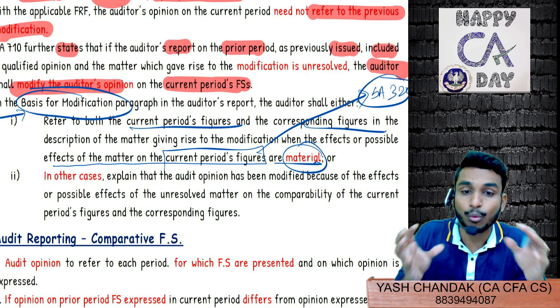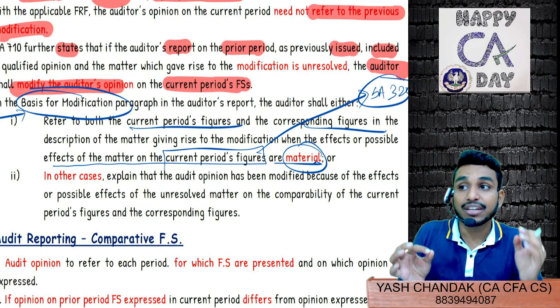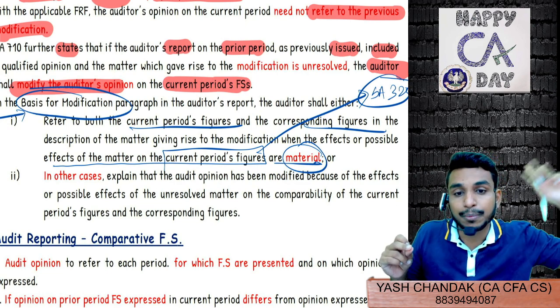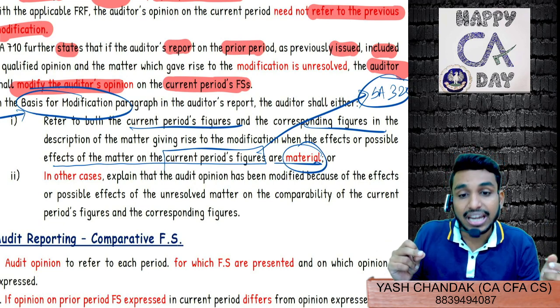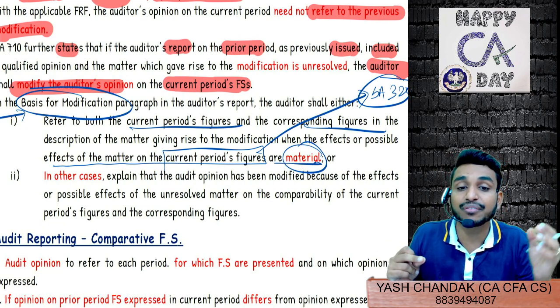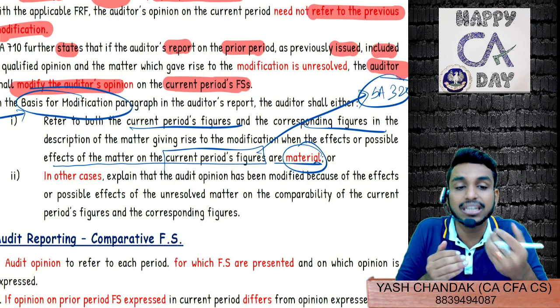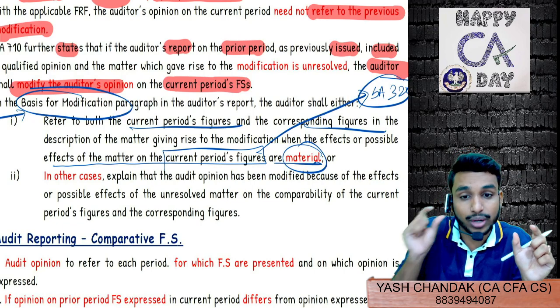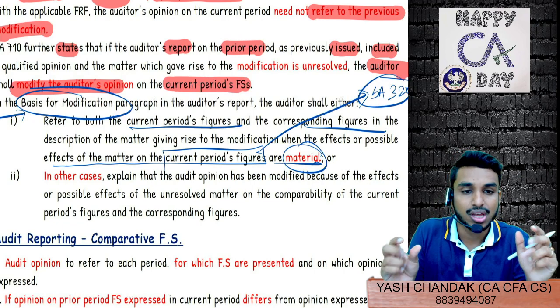So in the basis for modified opinion, you will say that we are qualifying our opinion because prior period figures was this much amount, and according to current period financial statement, the prior period figure is not matching. So you will refer to current period figures as well as prior period figures.